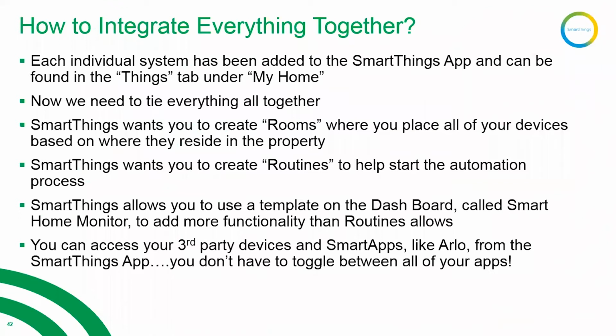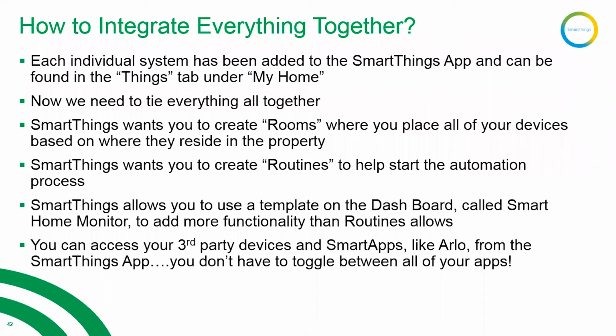So I kind of elaborated on this already. On bullet point number 2, we tie everything together. On SmartThings, they want you to create rooms. So you're going to have a diagram of your home on the SmartThings app, and you'll name each room: living room, kitchen, front porch, backyard, master bedroom, etc. And you're going to place which devices are in each one of those rooms.